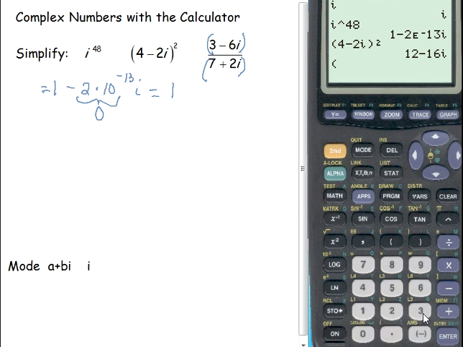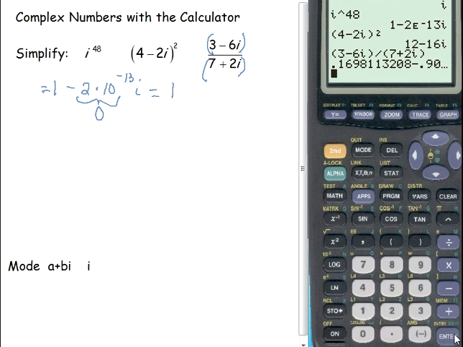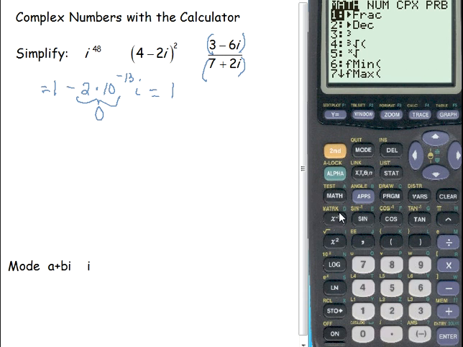Open parentheses, 3 minus 6I, close parentheses, divided by, open parentheses, 7 plus 2I. And you notice I'm not doing any handwork on this. And then hit enter. Now, that's a pretty horrendous looking decimal, but it needn't be because decimals are often horrendous on the calculator. Let's go to the math key, math 1, and change this to fraction form.